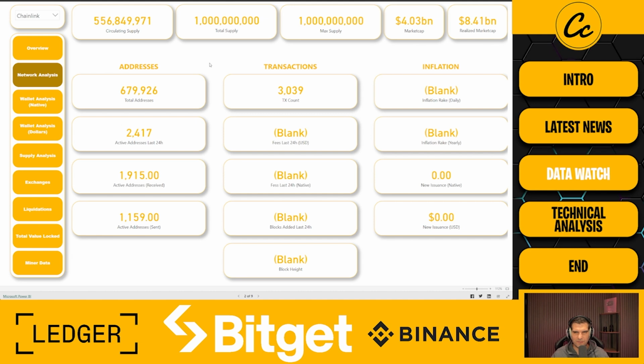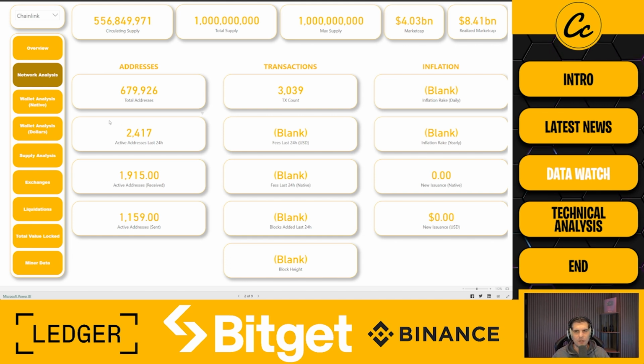The main thing to really do is figure out what drives price and focus on those metrics rather than on market cap. But I digress a little bit. As we take a look here, we can see that the total number of addresses for Chainlink sits at 679,928. Active in the last 24 hours were 2,417. Active addresses that received Chainlink were 1,915, with sending addresses being 1,159. So there's overlap between people who are sending and receiving Chainlink, and obviously just people who are sending and just receiving. It's quite interesting. But 2,417 addresses were active in the last 24 hours, which is reasonably low if we consider how big Chainlink actually is.